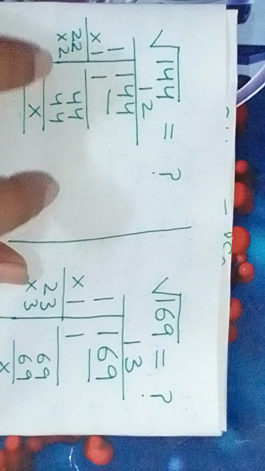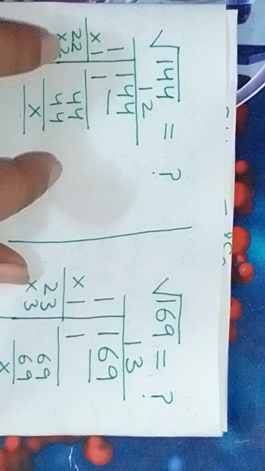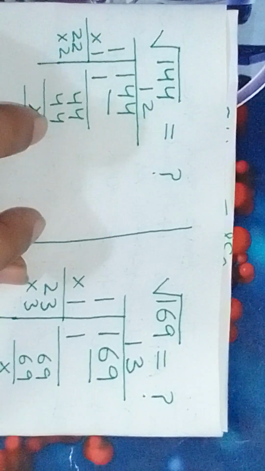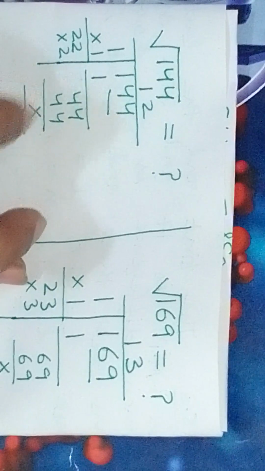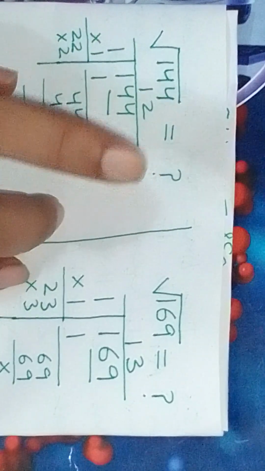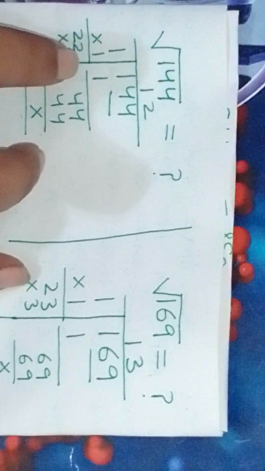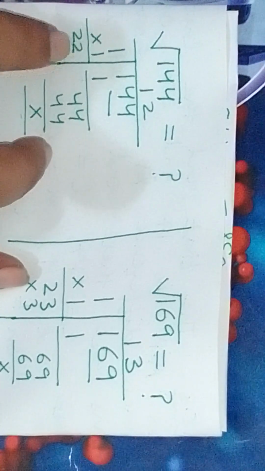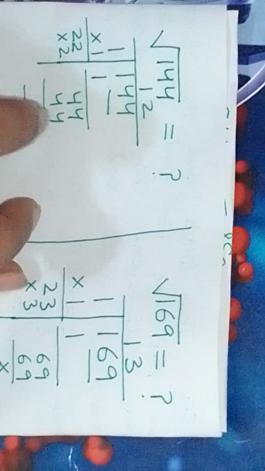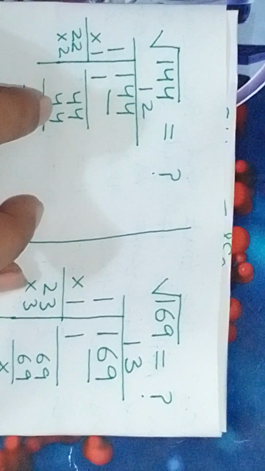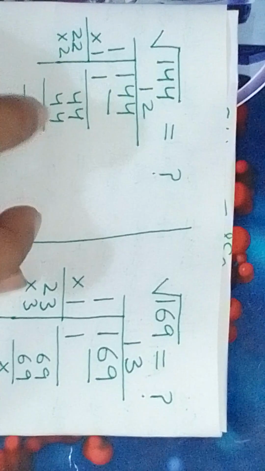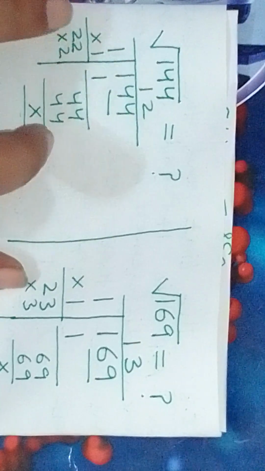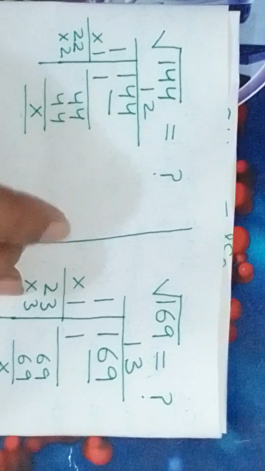Hence we will take next value, that is 2 into 2. Hence 44 upon 44, and the final answer is 12. If we will take 2 and 3 into 3, then the denominator becomes 69. Hence we will take the value 2 into 2 here.